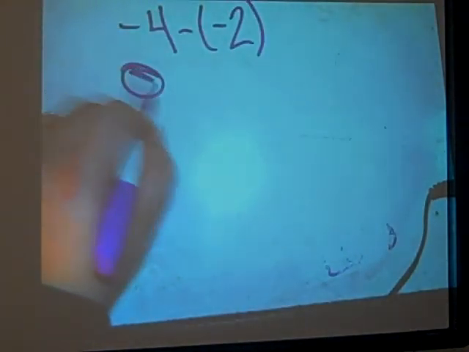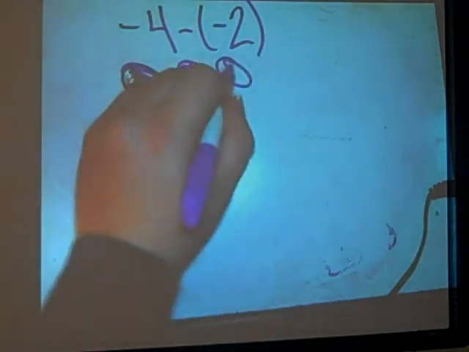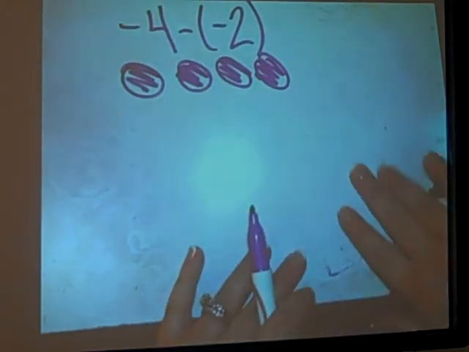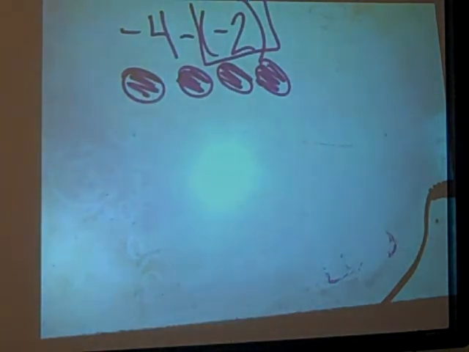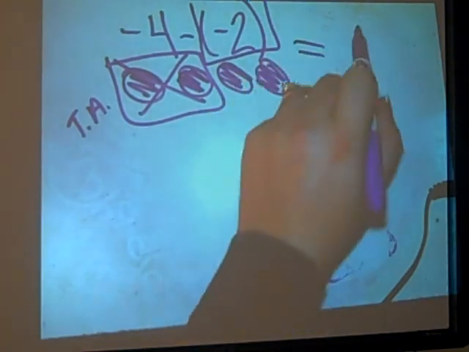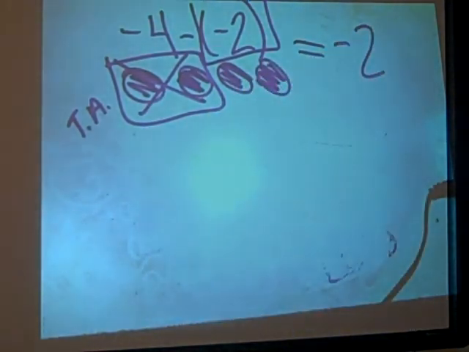Let's look at -4 minus -2. I'm going to model the first number in the problem, so that's -4. So 4 shaded in circles. I'm going to box in my second number because I need to determine, do I have -2 I can take away? Yes, I do. They're both shaded in. There's 2 of them. I take those away. I'm left with 2. They're shaded in. So it is -2.